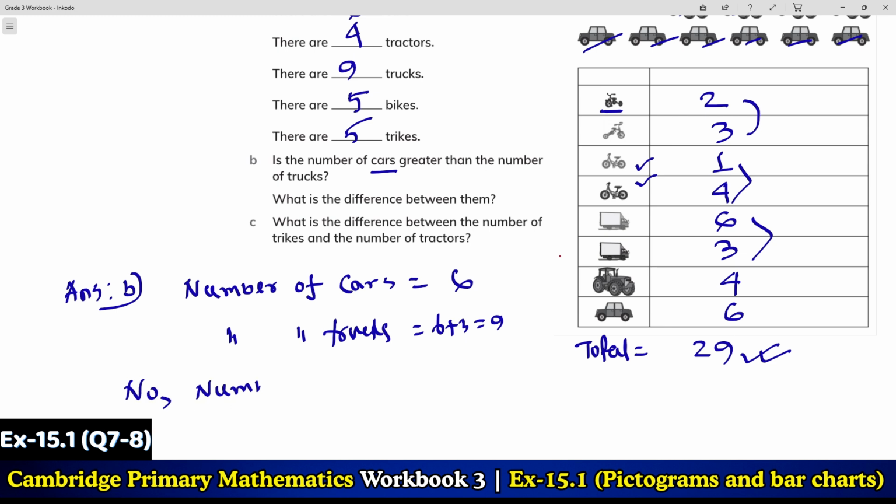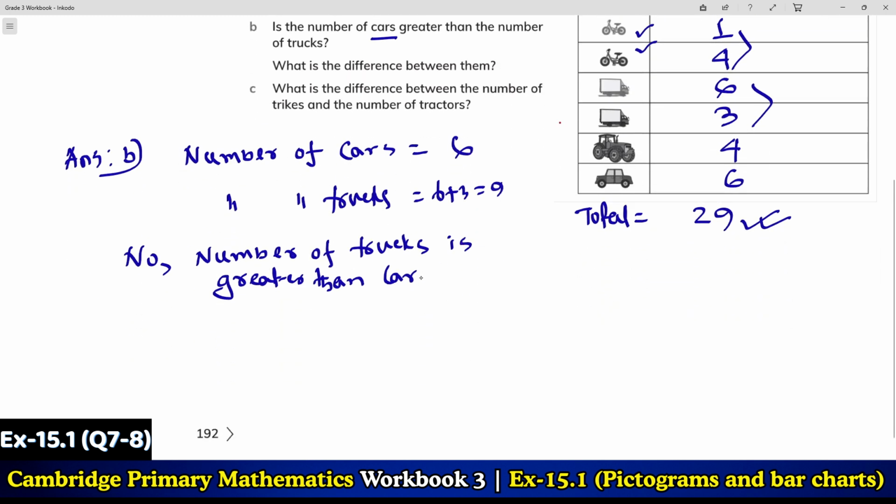The number of trucks is greater than the number of cars, right? Second, we have to find the difference. The difference is 9 minus 6 equals 3.